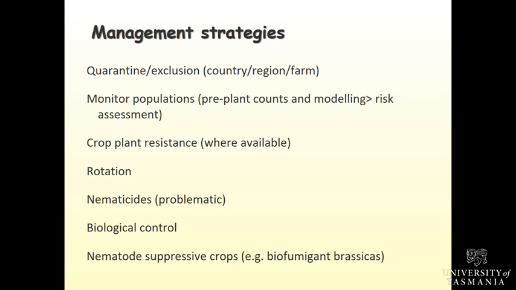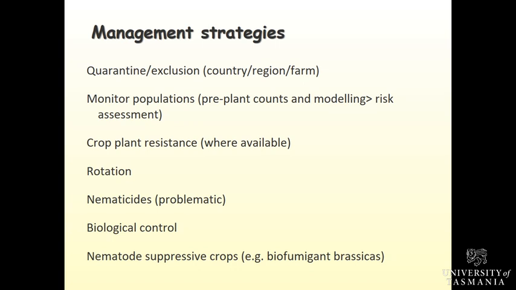Biological control can be useful. As I said, you can actually get nematodes to eat nematodes. You can also get fungi that'll eat nematodes. How effective that is, there's not a huge number of commercial products that are really out there, so it's not that great, but it is an option.